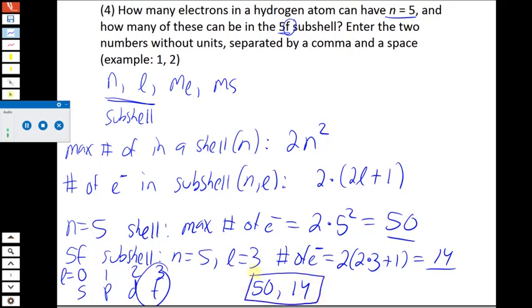So out of those 50 electrons that could go into the n equals 5 shell, a maximum of 14 could be in the 5f subshell. And there would be 14 electrons maximum in any of the f subshells. It doesn't matter if it's n equals 4, n equals 5, n equals 6. The number of electrons in a subshell is only determined by the value of l, not by the value of n. Okay, any questions on this? All right.